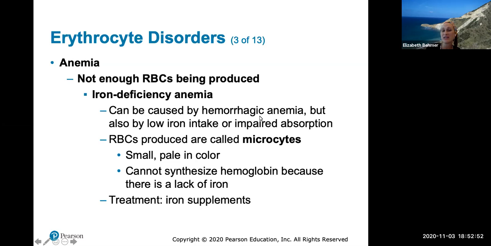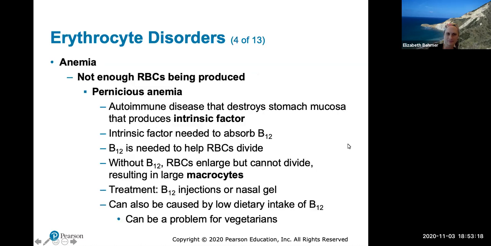Iron deficiency anemia has to do with not enough red blood cells being produced. It can be caused by some sort of hemorrhaging, but also by low iron intake or impaired absorption of iron from the gut. Red blood cells produced are called microcytes, where they're small, pale in color. They cannot synthesize hemoglobin because there's a lack of iron. So the treatment for iron deficiency anemia is just to take iron supplements.